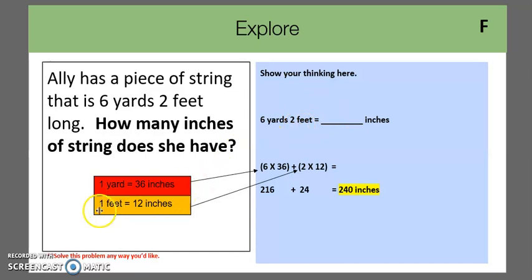The next section is we're looking at feet to inches, and that's going to be the second conversion. 1 foot equals 12 inches. So here we can see that 2 feet, we're going to bring down that 2, and we're going to multiply it by 12. The 12 stands for the 12 inches. When we calculate this, 6 times 36 gives us 216. 2 times 12 gives us 24, and we can add the two values together, giving us 240 inches. Okay, we're going to look at some other problems.